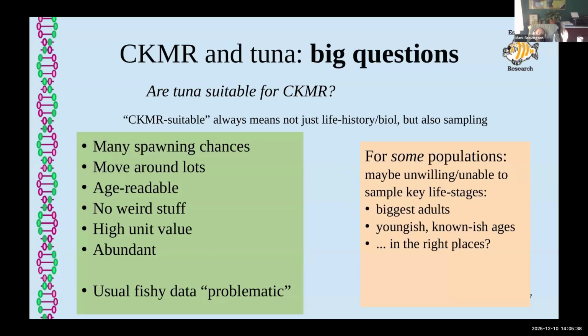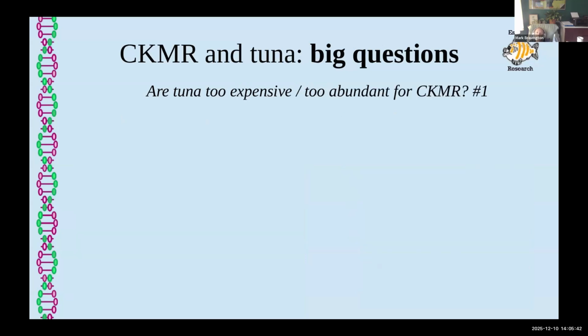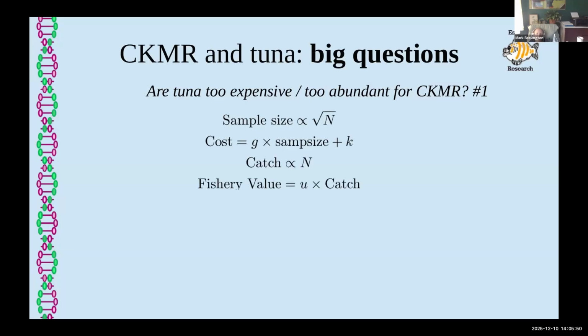But that's a sort of population specific thing. Generally, tuna are really good. Is it going to be too expensive or too abundant? Well, I think this popped up a little bit, maybe it didn't, in the previous talks. For close kin, the sample size you're going to need to get a certain number of kin pairs, say low hundreds, and that's what determines your precision. It scales with the square root of the adult population.